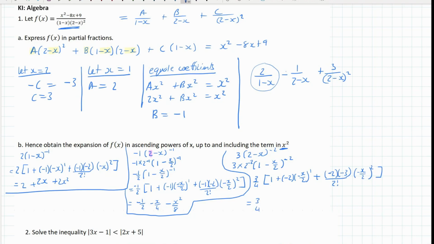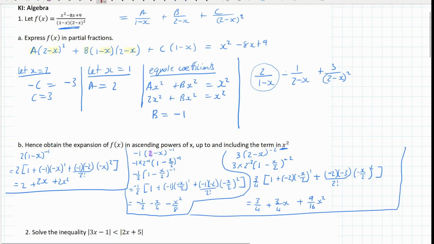Well, the first term is nice and easy, it's 3/4. The next one, you can see that you've got negative 2 times negative x over 2, which is just positive x, and we times that by 3/4, so we should get 3/4 x. The last one, you're going to get positive 3 from this bit here, and then you'll get x squared over 4, so that's 3/4 x squared, and then you times it by 3/4 again, so that's positive 9/16 x squared. Now all that we need to do at this point, what a long question, we're just going to add all of the like terms together.